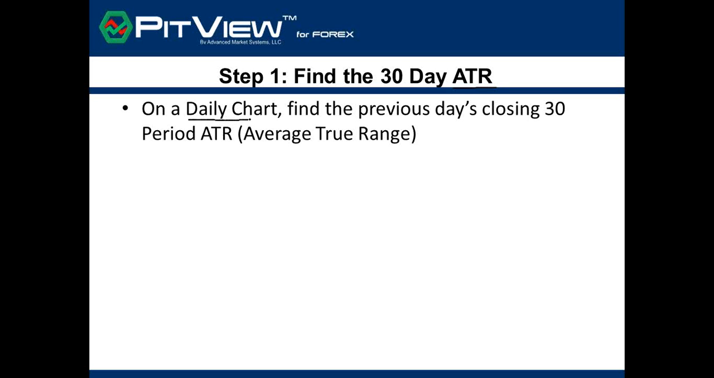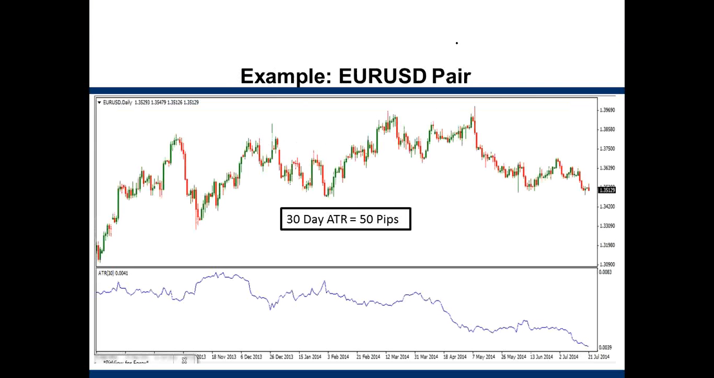Go to a daily chart on one of those pairs and find the previous day's closing 30-period ATR, which is the average true range. Sorry, I don't mean to write so much on here. I keep on using my pen. So what does this look like on a daily chart?